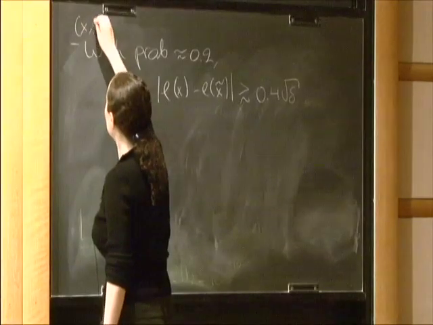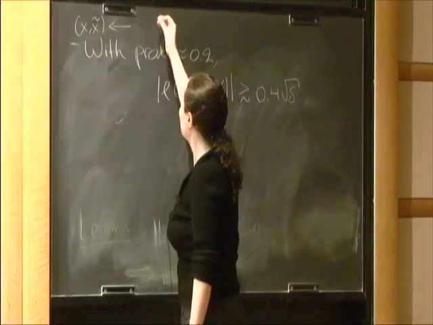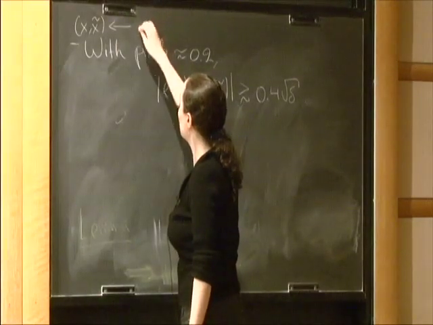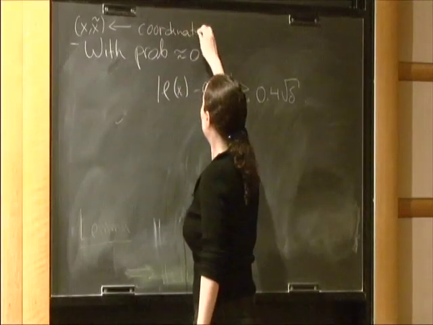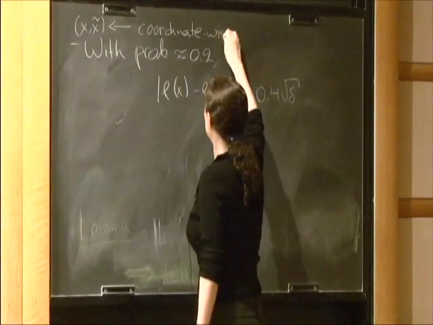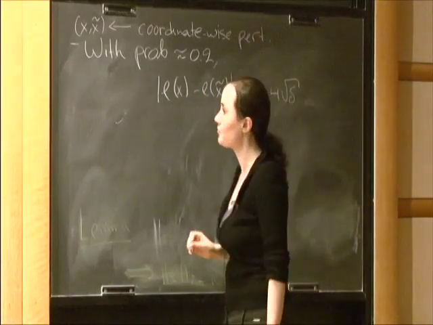Maybe I will say that this is when x and x tilde are taken from this coordinate-wise perturbation distribution. Okay.